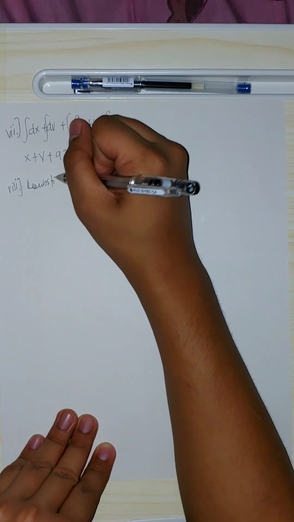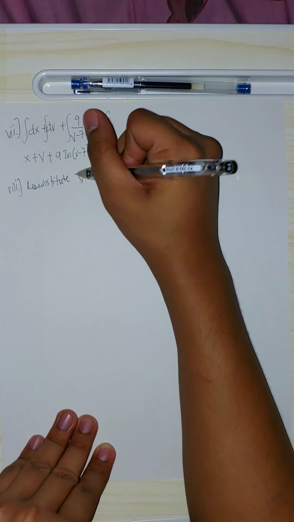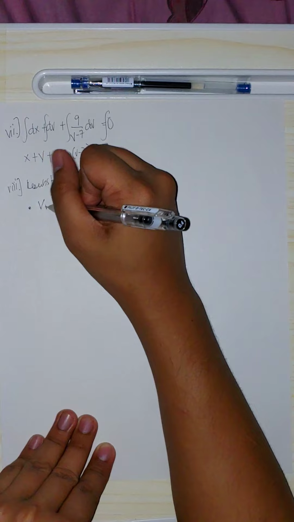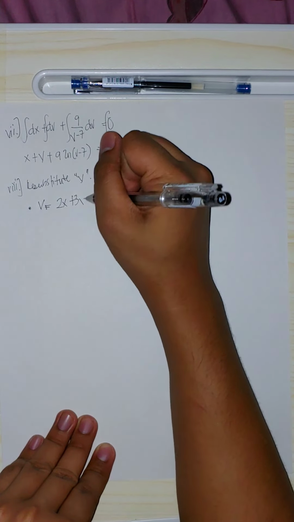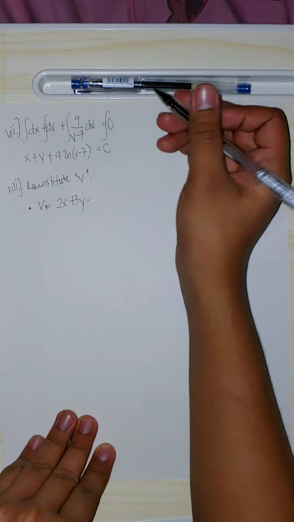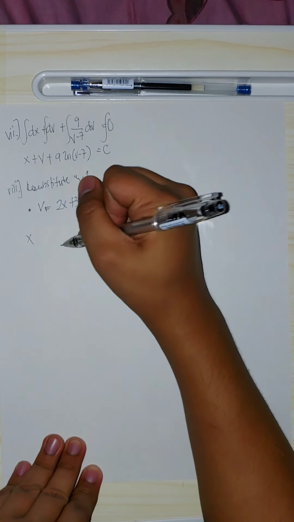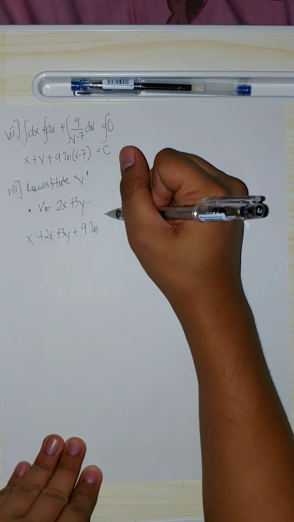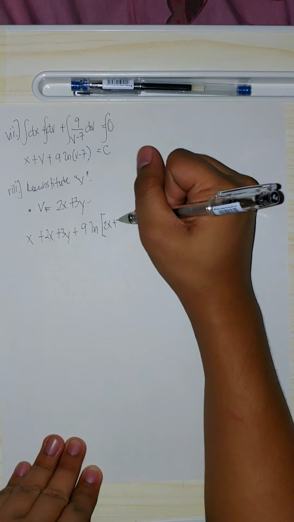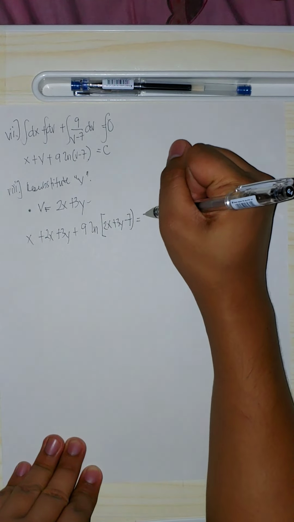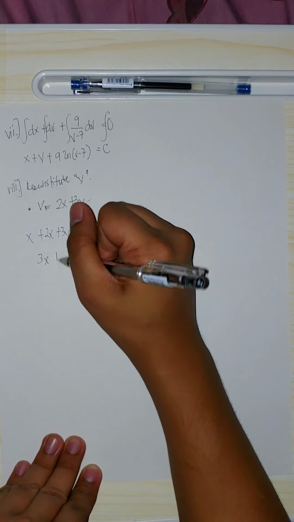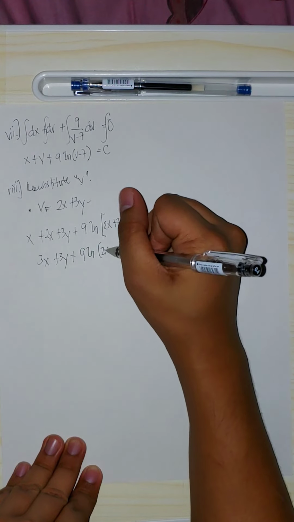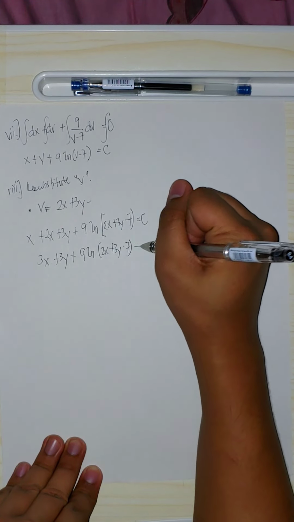Resubstitute v. What is the value of v? v is just equal to 2x plus 3y. So we substitute v into this equation. So we have x plus 2x plus 3y plus 9 ln, then we have v minus 7, that is 2x plus 3y minus 7 equals c. And then we have 3x plus 3y plus 9 ln (2x plus 3y minus 7) equals c.